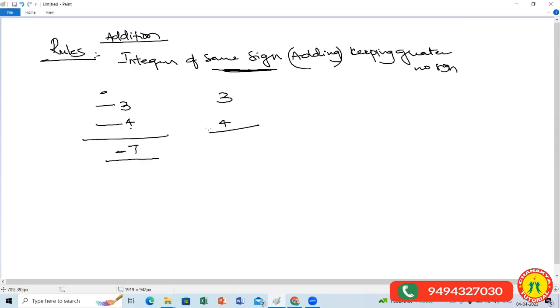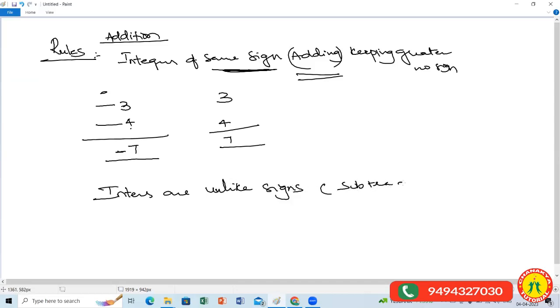Same way, if both are like signs, +3 and +4, what is the result? We have to add and keep the greater number's sign, that's all. If integers are unlike signs, same signs means same signs, unlike signs means different signs. You have to subtract and keep the greater number's sign.